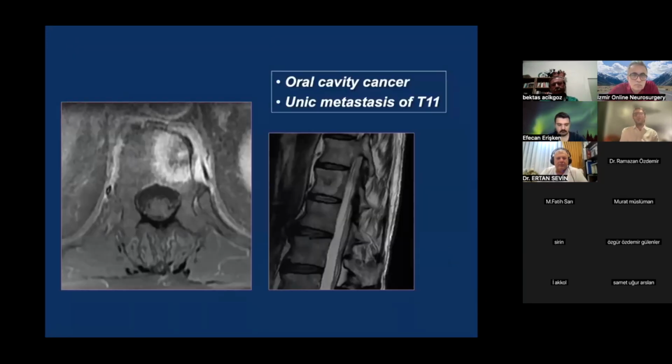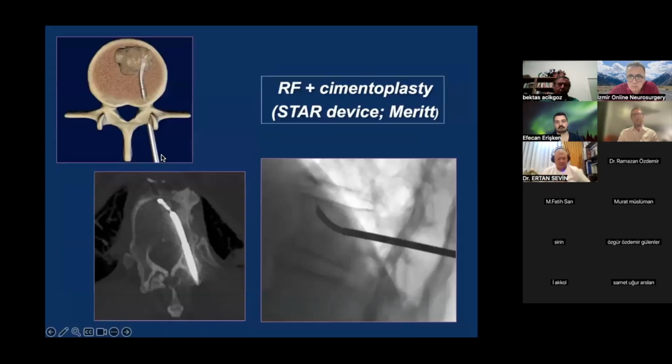Another example of a patient using another device for radiofrequency ablation. So the patient had an oral cavity cancer and a unique metastasis of T11. This is a metastasis. So we wanted to cure this metastasis completely because it was the only bone and soft tissue metastasis. So we decided to do radiofrequency ablation plus cementoplasty.